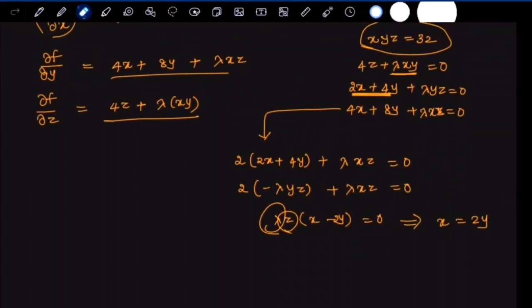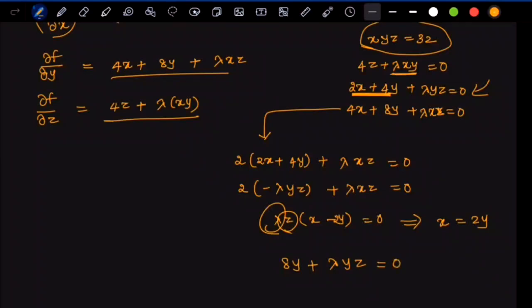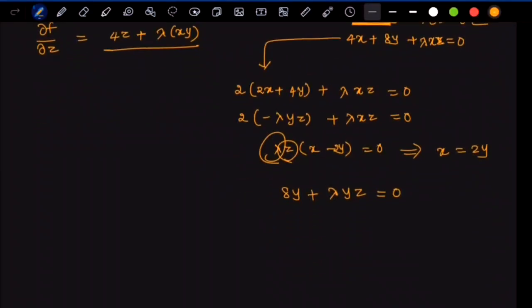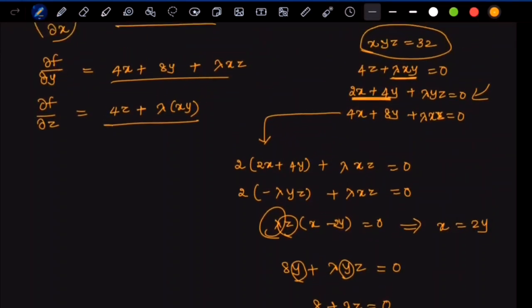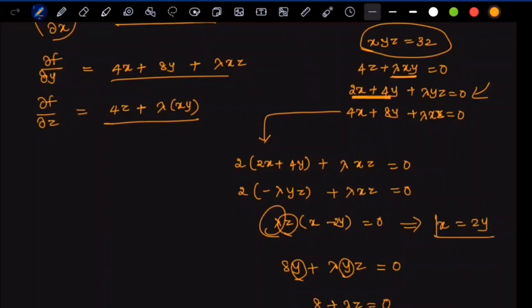Alright, let us substitute x is equal to 2y in this particular equation. When you do that, you will get 8y plus lambda yz is equal to 0. Alright, since y is not equal to 0, we get 8 plus lambda z is equal to 0. Alright, now we have this and we have this.